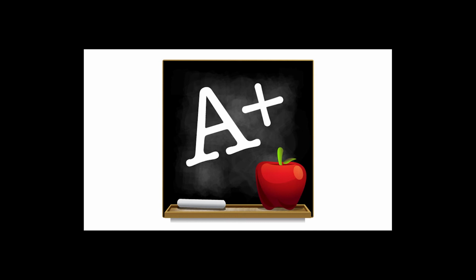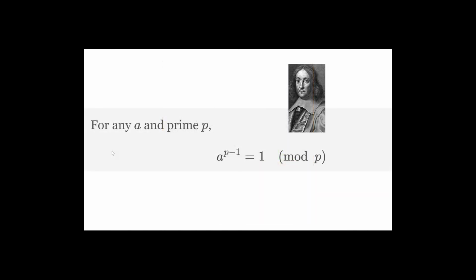But for completeness, I will give the proof of Fermat's little theorem, so that we are not using anything that we haven't seen earlier. So how do we prove Fermat's little theorem with the things that we have seen?